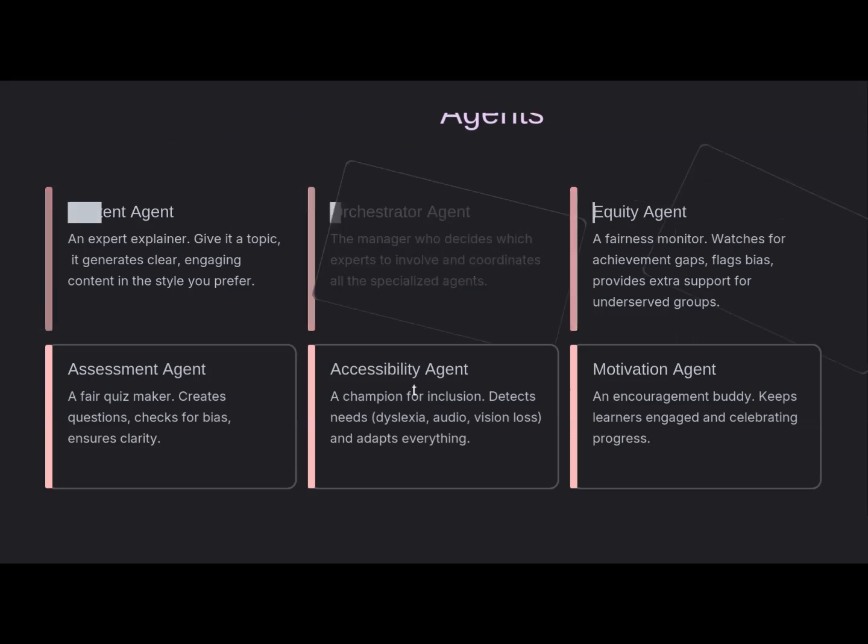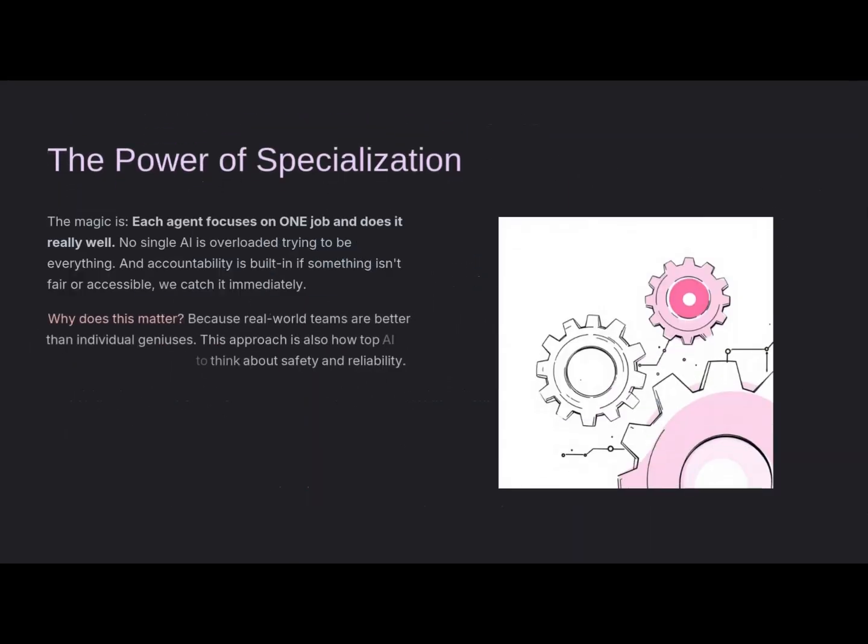So the magic here is each agent focuses on one job and does it really well. No single AI is overloaded trying to be everything, and accountability is built in. If something isn't fair or accessible, we catch it immediately. Now, why does this matter? Because real-world teams are better than individual geniuses. This approach is also how top AI companies are starting to think about safety and reliability.